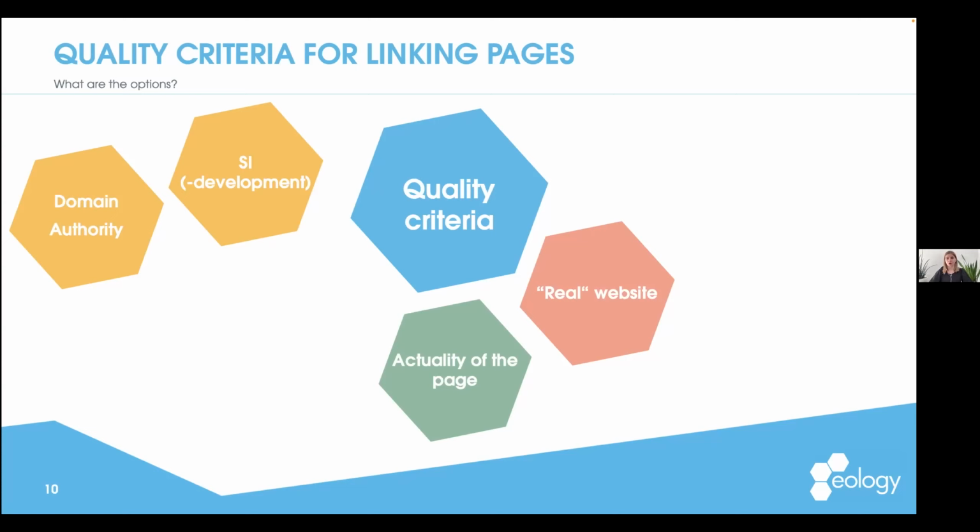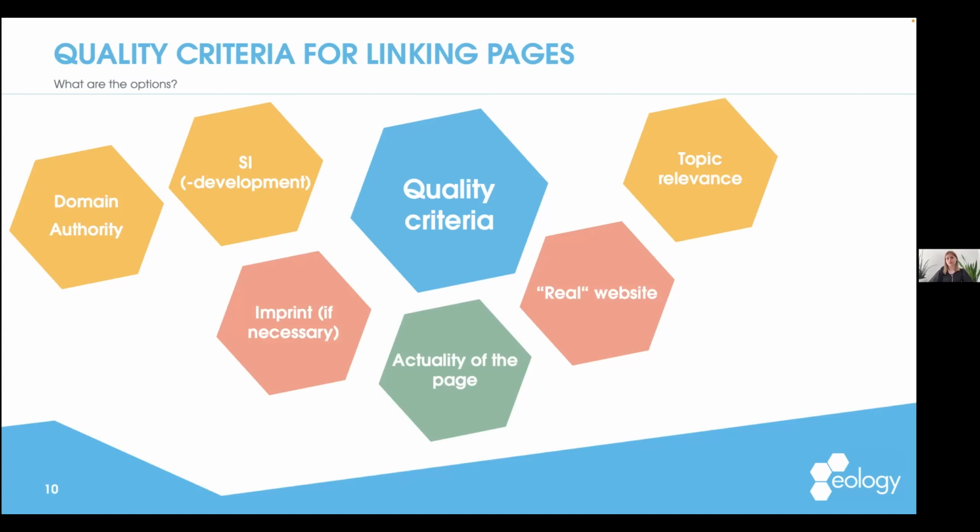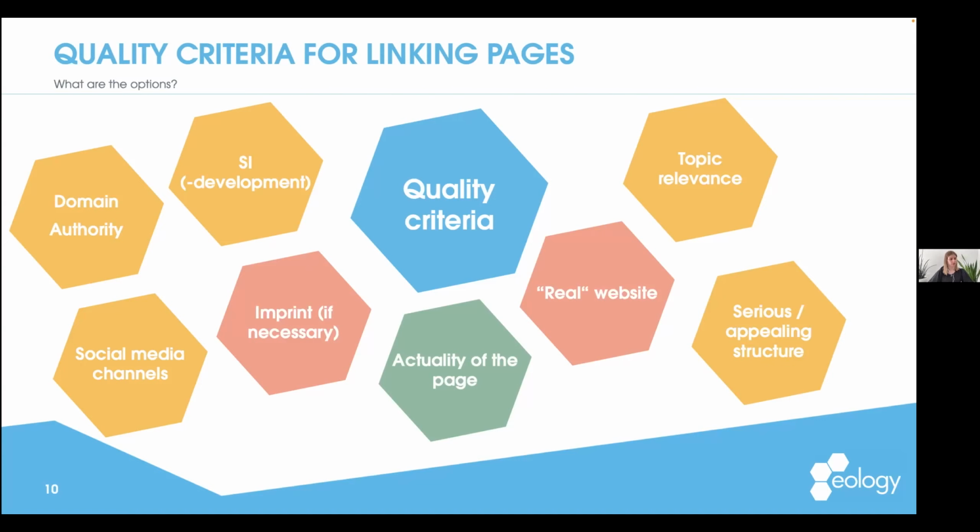The domain authority is also possible, which is from the tool Moz. Of course, you can use whatever tool and whatever data you want and are familiar with, but be sure to do it uniformly and use the same criteria all over so you can compare the data. The next ones are topic relevance, the imprint, if it's necessary in your country, whether your linking page has social media channels, and of course, a serious and appealing structure. I will give you an explanation and examples about each criterion in the following slides.